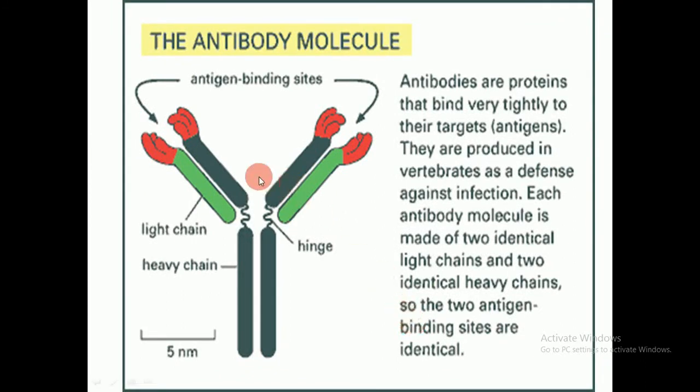So this is the antibody molecule. Antibodies are proteins that bind very tightly to their target antigen. It's like a hand which holds objects. This is the heavy chain, and this green one is the light chain, and this is the Fab region, fragment antigen binding, which is like a hand which holds an object. And this is called the hinge region, which is designed as a spring which permits the movement of the antigen binding site relative to the effector site, the constant region.